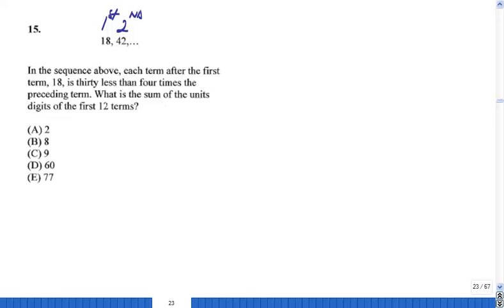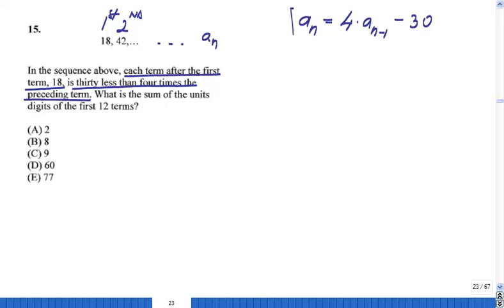How about finding the rule and talking about the rule for the sequence? And what is the rule? Each term after the first term, 18, is 30 less than 4 times the preceding term. Okay? It seems to me that if I'm looking for the nth term, which is somewhere down the road, a sub n, that will equal 30 less than 4 times the preceding term. If there's a preceding term, that will be a sub n minus 1, from which I will subtract the 30. Okay?